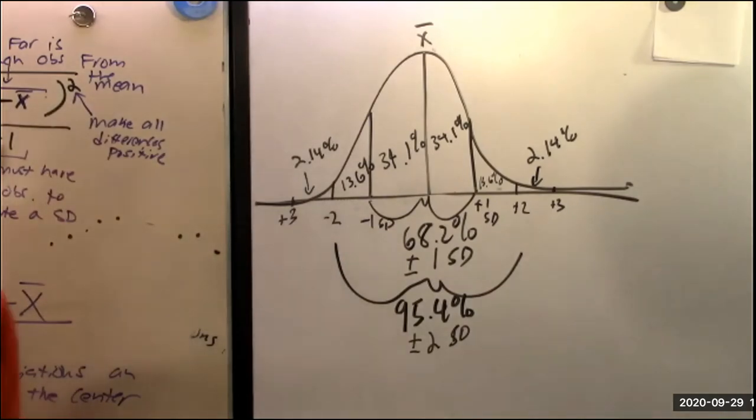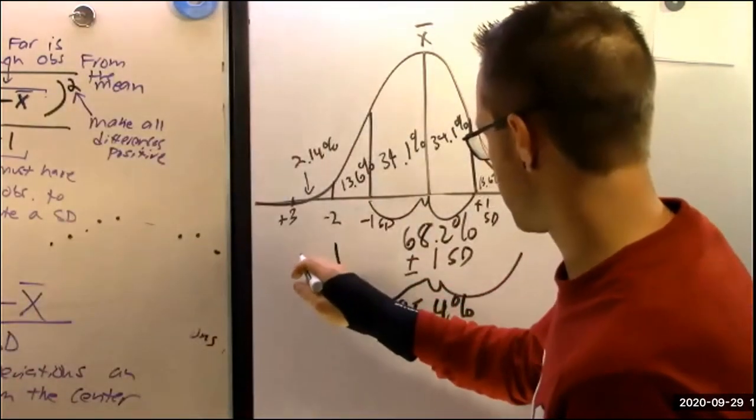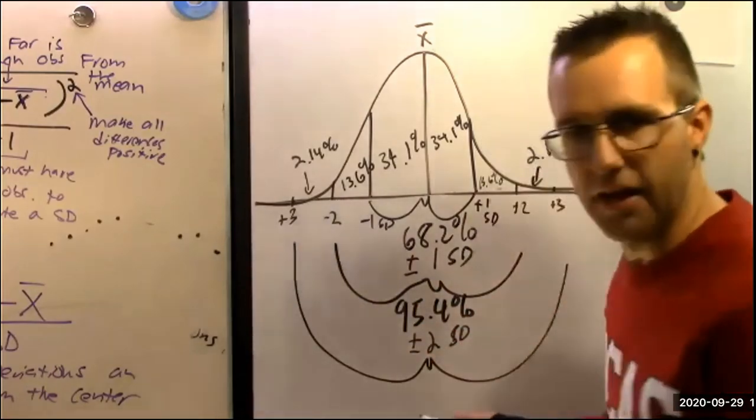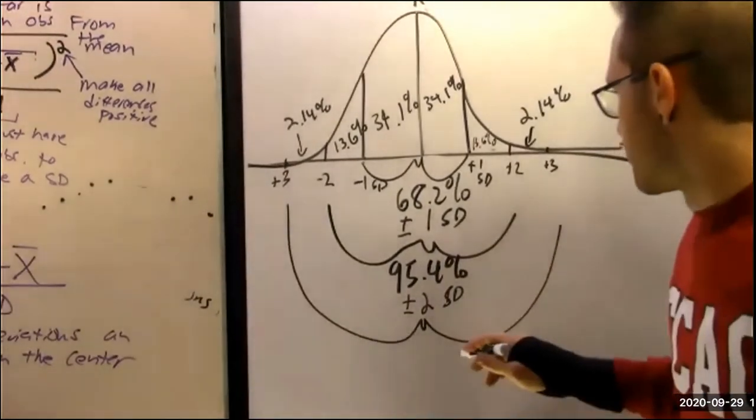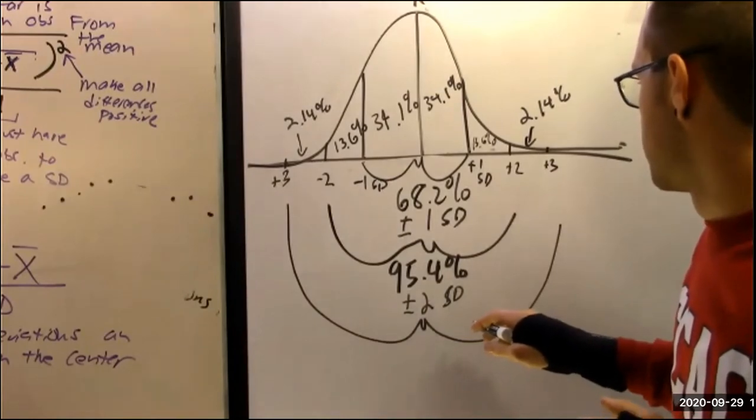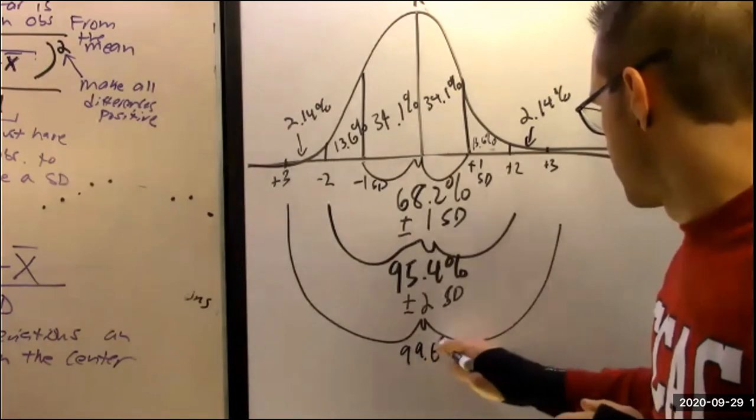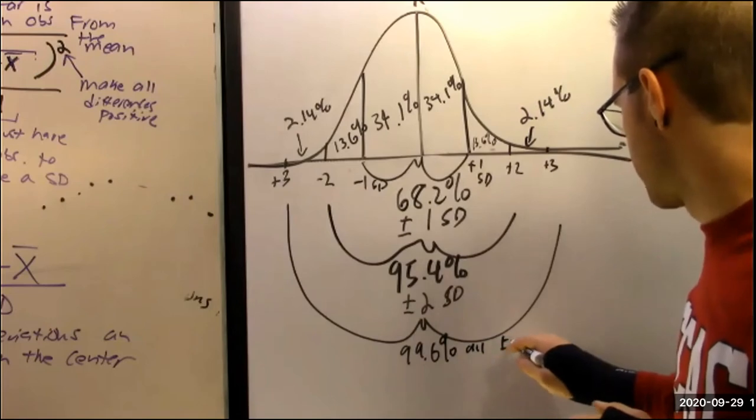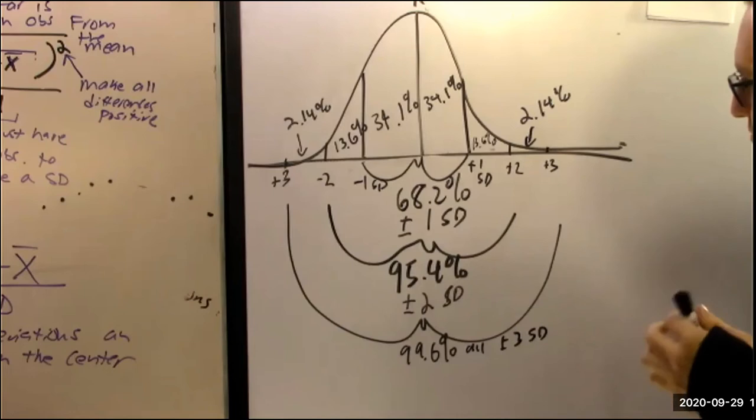And so let's finish up our little diagram. So what did we say with 3? Within 3 standard deviations, we have 99.6% of all observations plus or minus 3 standard deviations.